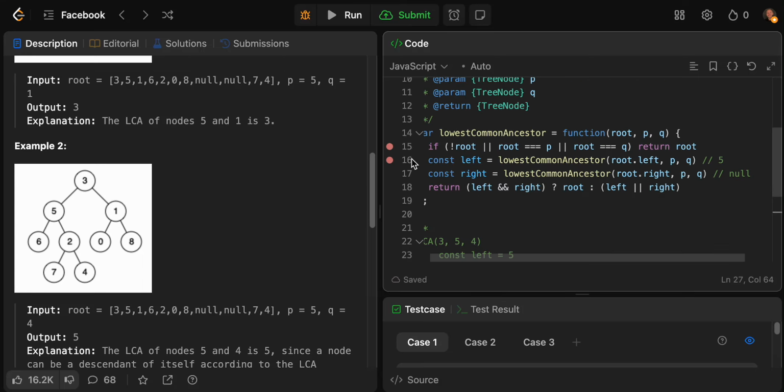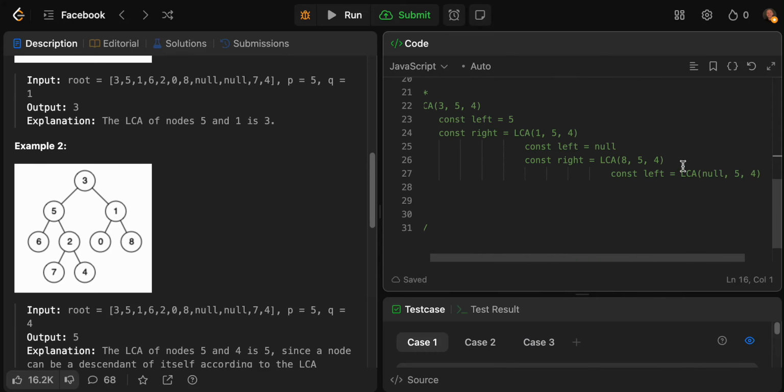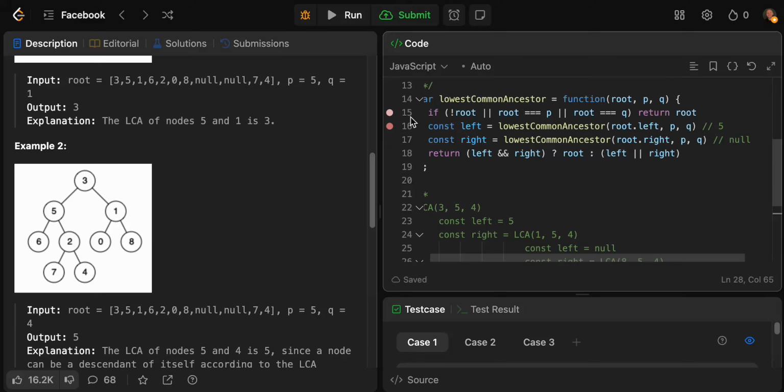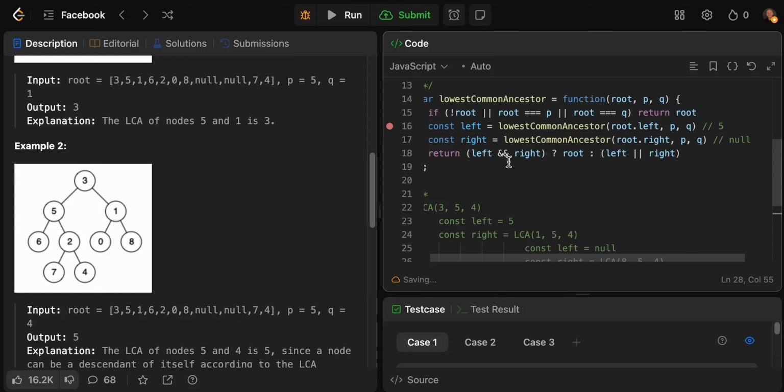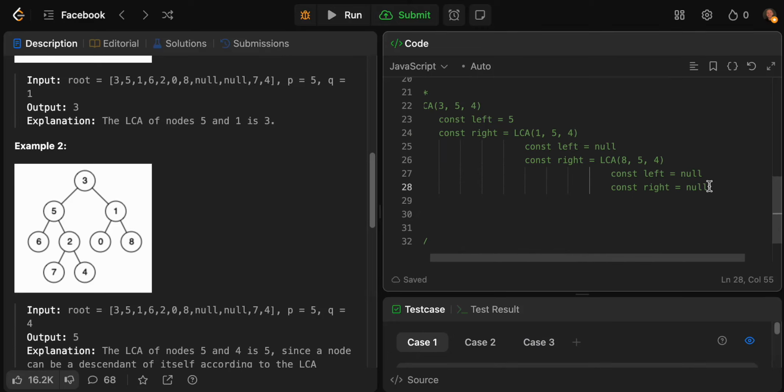Again, we hit this line here on that call, so we're going to be returning that value, which would be null. And then we're going to do the same thing for a right. Right is now equal to LCA, where we have a null value, 5 and 4, because to the right of this 8, it does not have a child, is null. Again, we hit this line here, line 15. So we're going to be passing back a null because neither one of them have a value. And that means this would be a null.